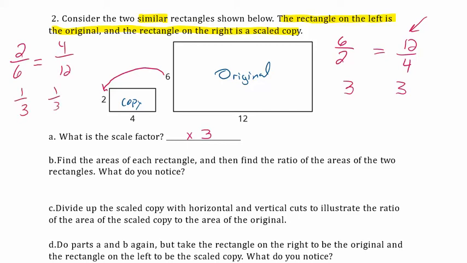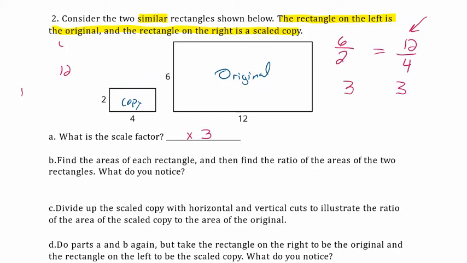Those are, again, proportional, and the common ratio here is 1/3. So we would say, in this case, the copy is 1/3. The sides of the copy are 1/3 the sides of the original. So it makes a difference which one's the original and which one's the copy in determining the scale factor. Okay, so keep that in mind.